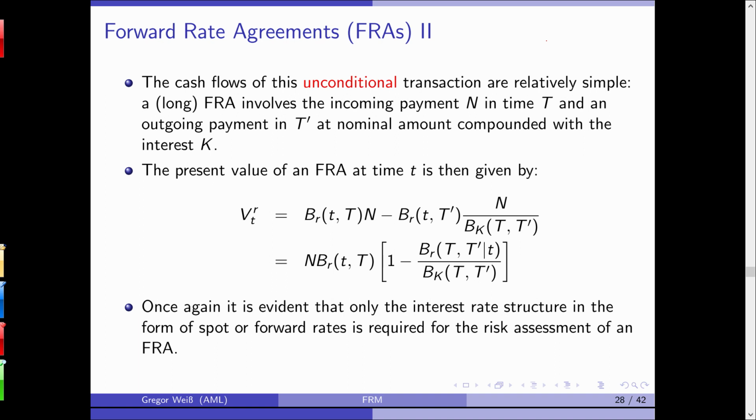Again, we can change this a little bit and we see we can write this with the forward rate and the spot rates, and once again we can see that the interest rate structure, the yield term structure in the form of the spot rates and the forward rates, is the only thing we need in terms of risk factors. Again, this is a very simple interest yielding and interest bearing financial instrument, so it's no surprise that we only need the spot and forward rates to come up with an idea of what the price should look like.